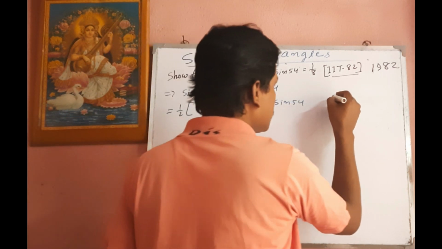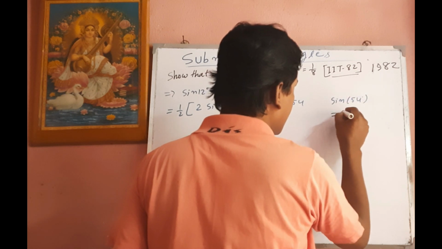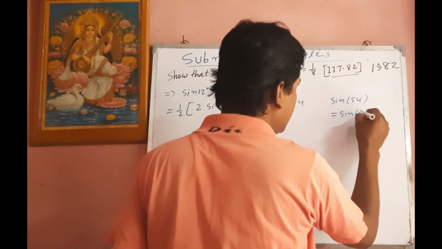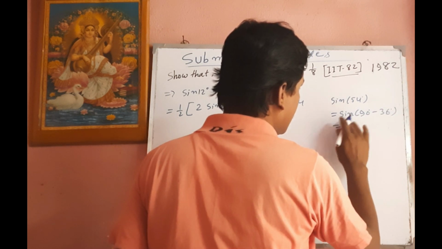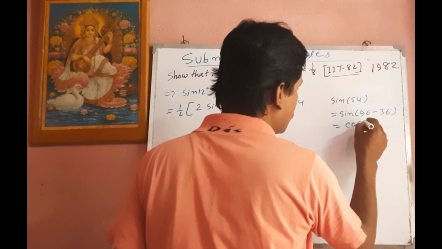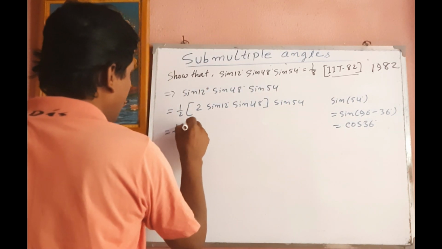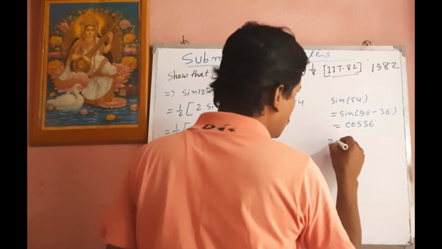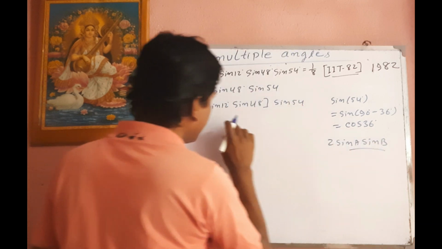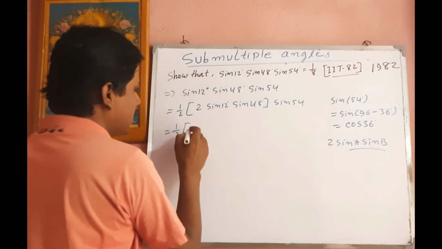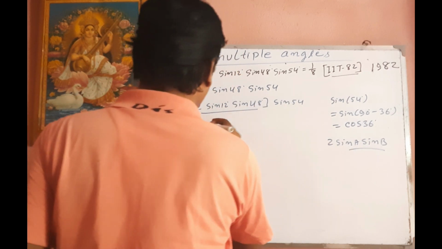And if we change this, sin 54 is equal to sin of 90 minus 36. Then we get sin of 90 minus theta is equal to cos of theta. So this is the formula, and we are using the 2 sin A sin B formula here.